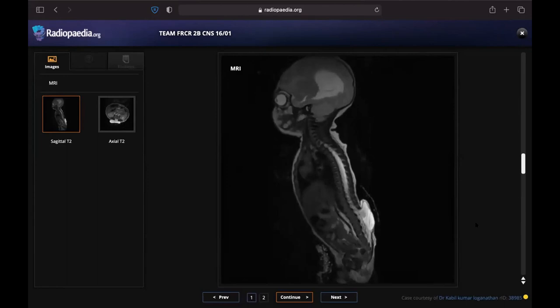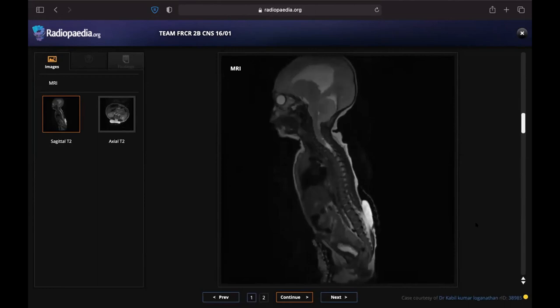By looking at the craniocervical junction, I'm looking for any herniation of the cerebellar tonsils, which is also seen, so confirming that this is an Arnold Chiari malformation type 2.